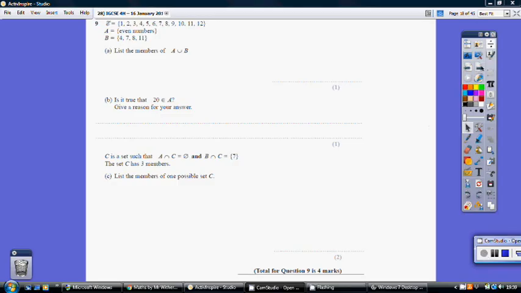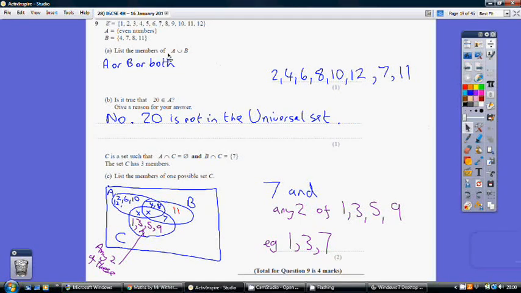Question 9. So the list of members of A union B, that just means those that are in A or B or both. So all of A, so all the even numbers, 2, 4, 6, 8, 10 and 12, and also any that are in B, so that's going to add on another 7 and 11, as we've already included the 4 and the 8. You can put them in numerical order, but you don't have to. Just make sure you pick up all the numbers.